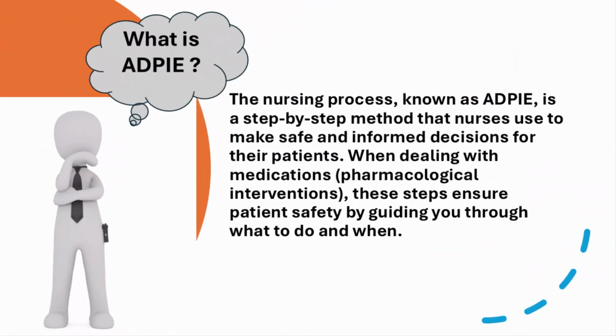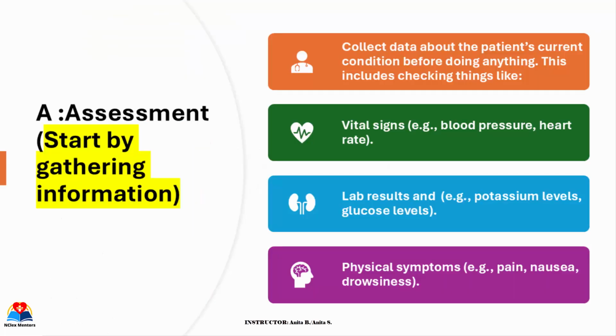The nursing process is a step-by-step method that nurses use to make safe and informed decisions for their patients. When dealing with medications, these steps ensure patient safety by guiding you through what to do and when. Let's break it down. A stands for assessment. In this step, you collect data about the patient's current condition before doing anything. This includes checking things like vital signs, lab results, and physical symptoms.